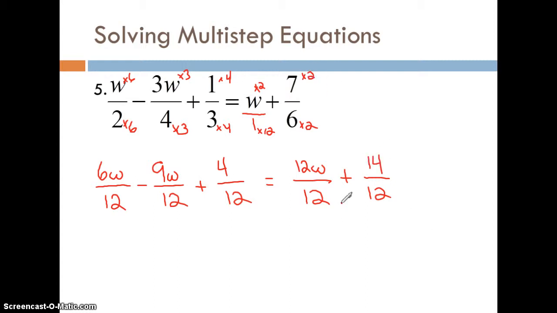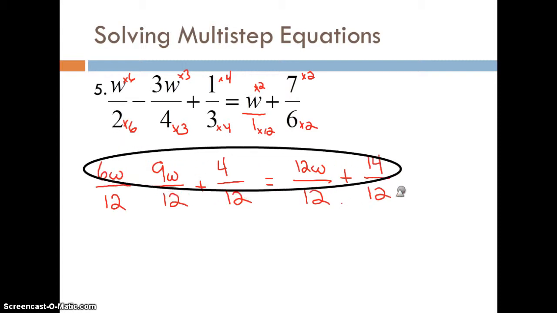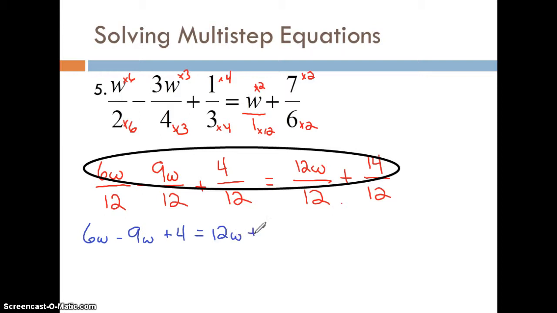So now that we have all of our common denominators, we can only focus on the numerators, those top numbers. So I have 6w minus 9w plus 4 equals 12w plus 14.